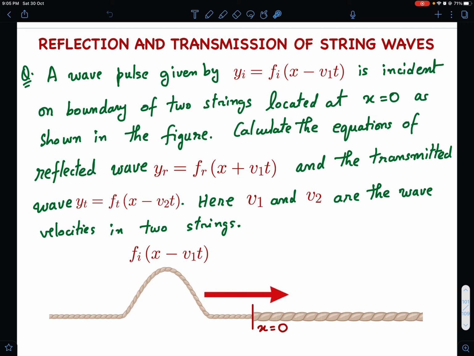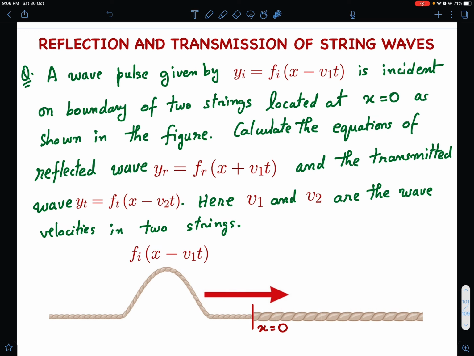Okay, so before I get into the proof, I want to make my terminology very clear. When I say wave, I mean a function of x as well as t, and when I say disturbance, then I only mean a function of time alone. For example, suppose the incident wave is fi of x minus v1t. So what is the incident disturbance at x equal to 0? You just put x equal to 0, and what do you get? Y incident is fi of minus v1t, and I will call that the disturbance at x equal to 0.